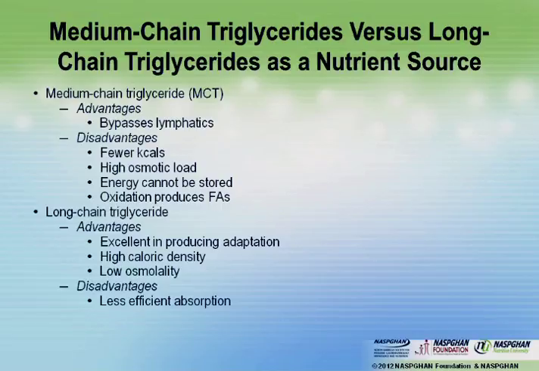The other advantage, even though medium-chain triglycerides are used for rapid energy mobilization, the energy can't be stored, so these fatty acids may produce acidosis. There's a relatively high osmotic load and fewer kilocalories. Remember that the amount of calories generated by any fat is related to the chain length. So medium chains can provide as little as 6 kilocalories per gram.